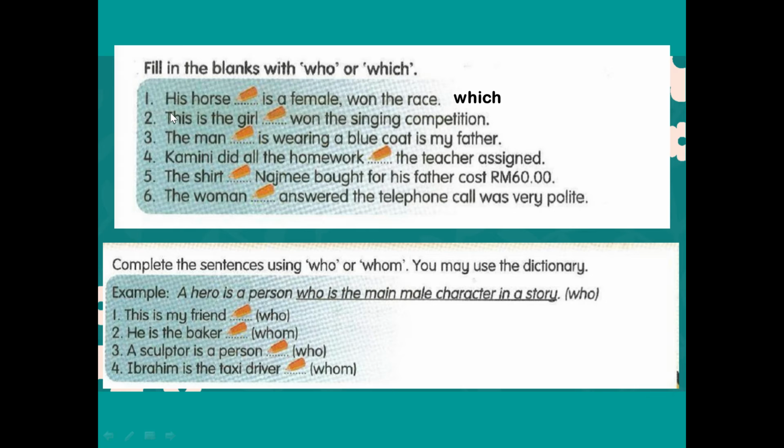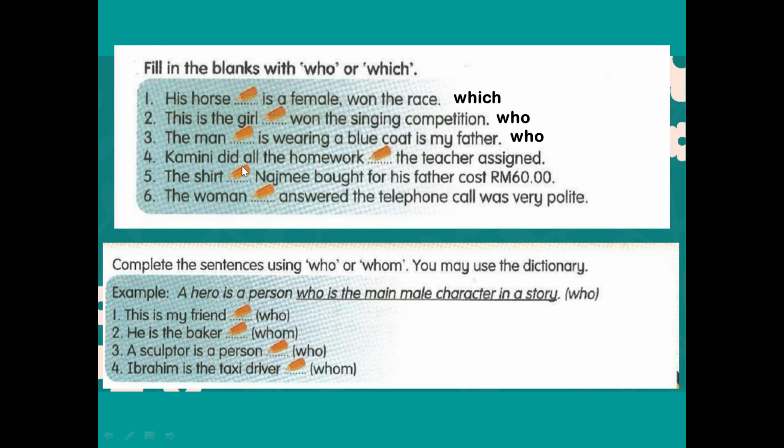Okay? 2. This is a girl won the singing competition. So the subject is the girl. So the girl is a person, a people, we use who. This is the girl who won the singing competition. And for the third one, the man is wearing a blue coat is my father. So who do we refer to? The man. Man is a person or a people, means we will use who. The man who is wearing a blue coat is my father.